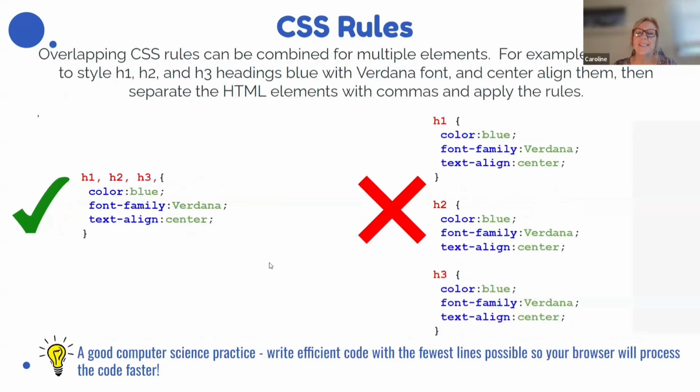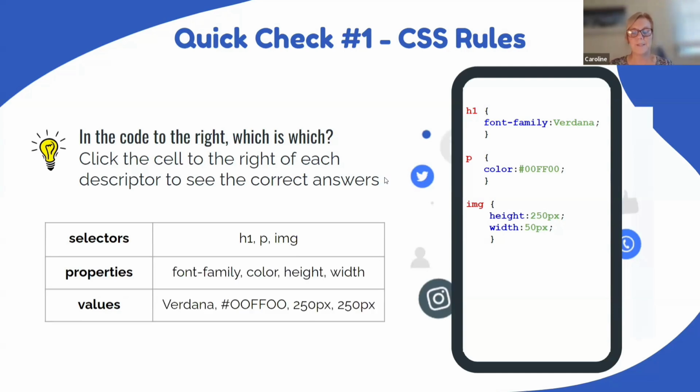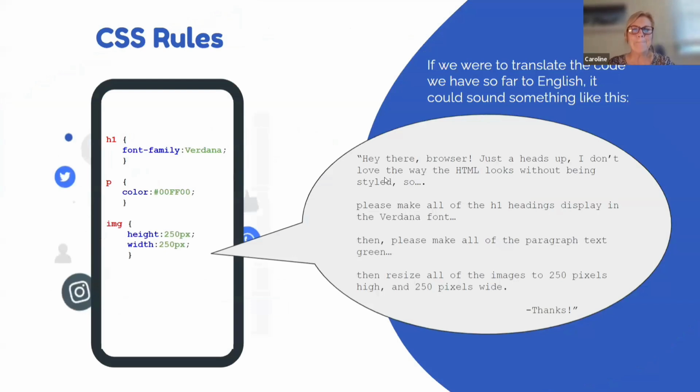All right. So CSS has rules, which is how we establish how HTML is styled. There are a lot of quick checks included in this. In the code to the right, which is the selector, property, and value, when you click on it, it lets you know which tags are which. So those are quick checks embedded right in the presentation as you're moving through it. Again, another technique I like is to make the code sound like it's just a normal person talking. So this is basically saying to the browser, please style your HTML like this, because I don't like it the other way.